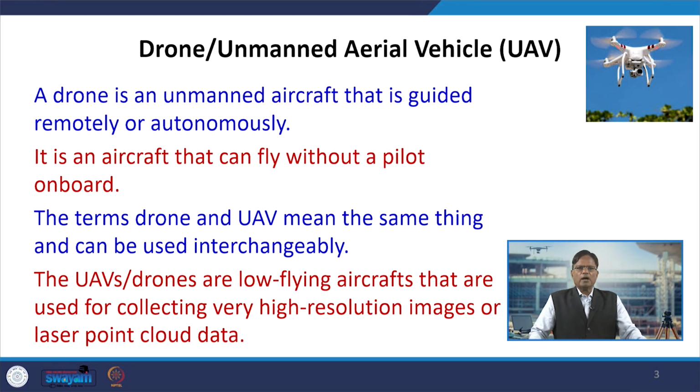The terms drone and UAV, you will find in the literature, they mean the same thing, and these terms have been used interchangeably. So, it is one and the same thing if we call it unmanned aerial vehicle or drone. UAVs or drones are low flying aircraft. So, they fly at a low altitude as compared to aerial surveys that are used for collecting very high resolution images or laser point cloud data. So, we have varied kinds of data from it. We can collect very high resolution images as well as point cloud data.